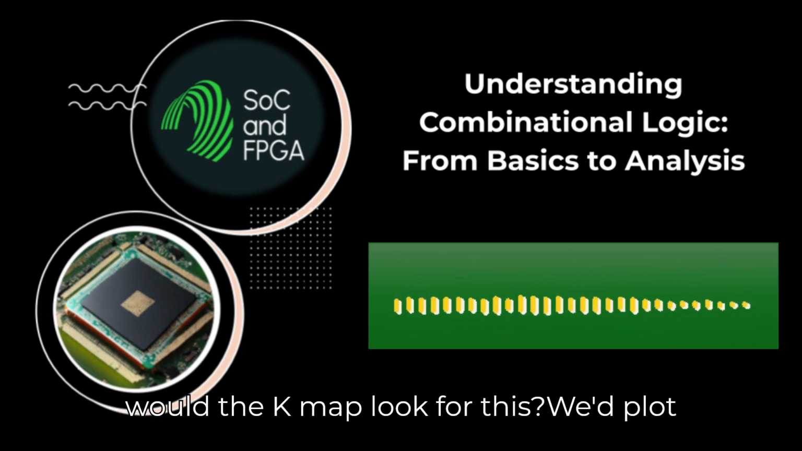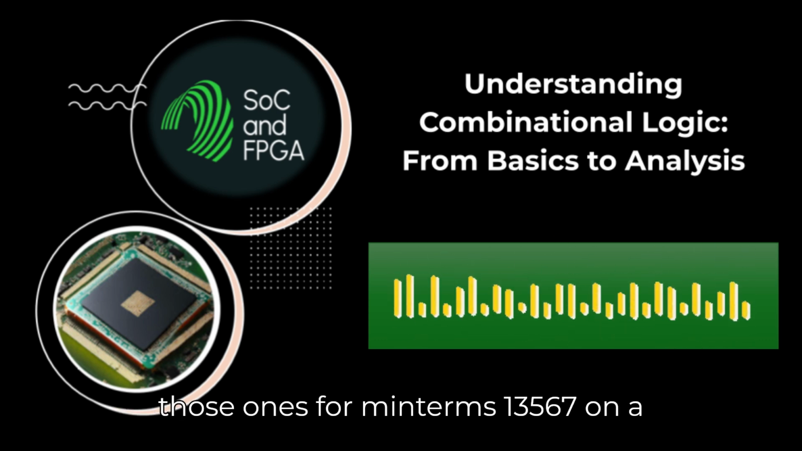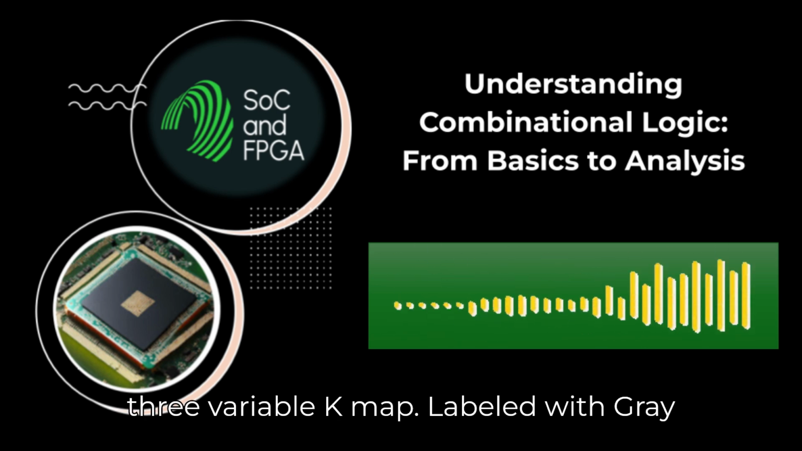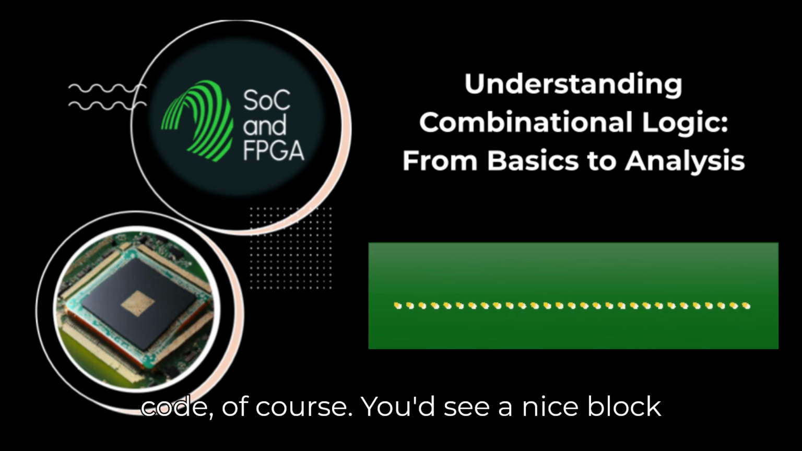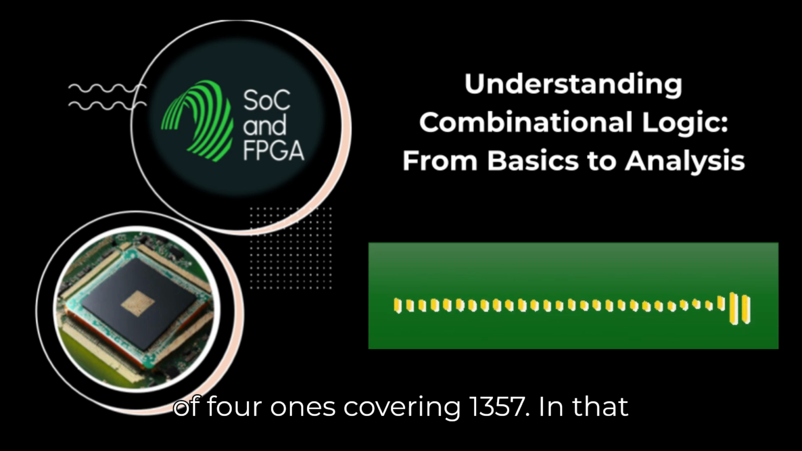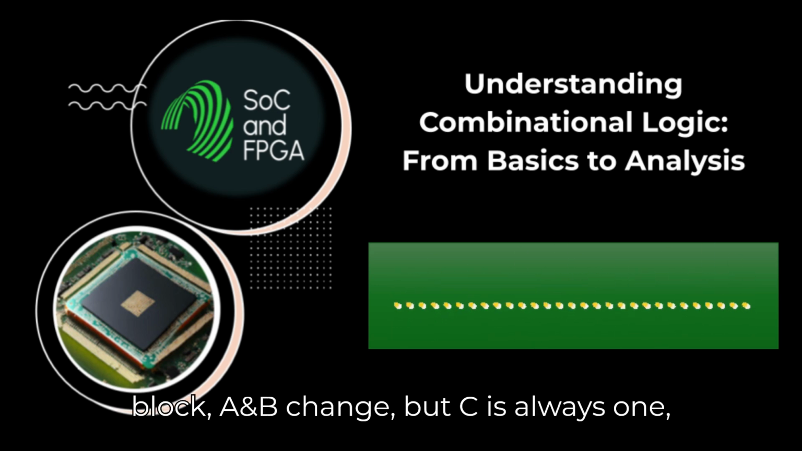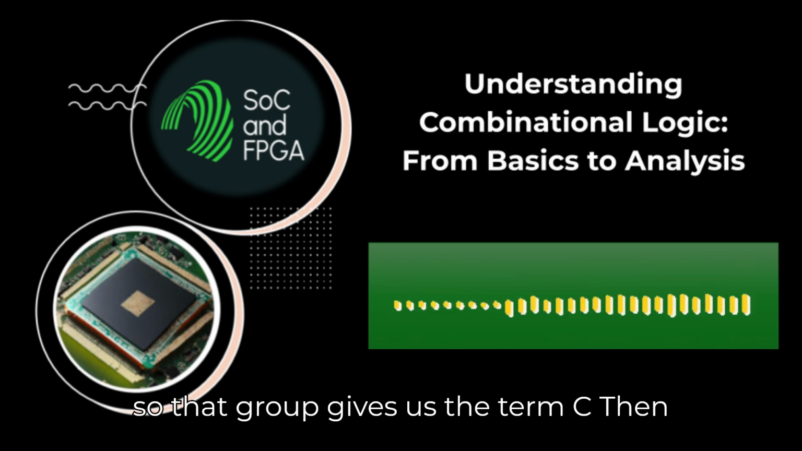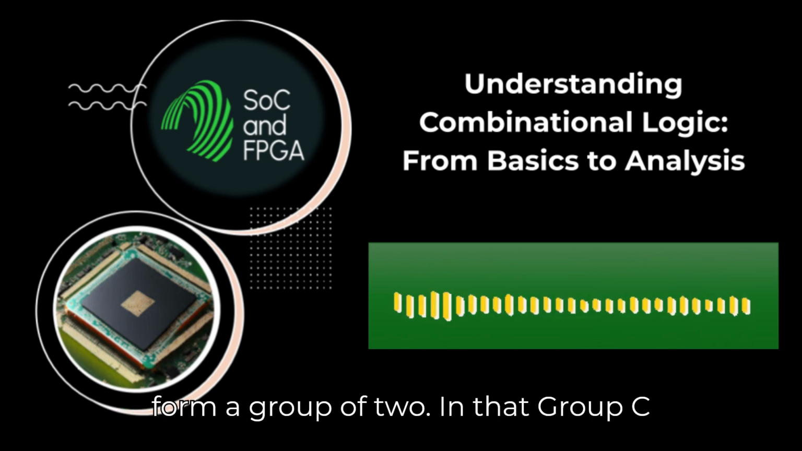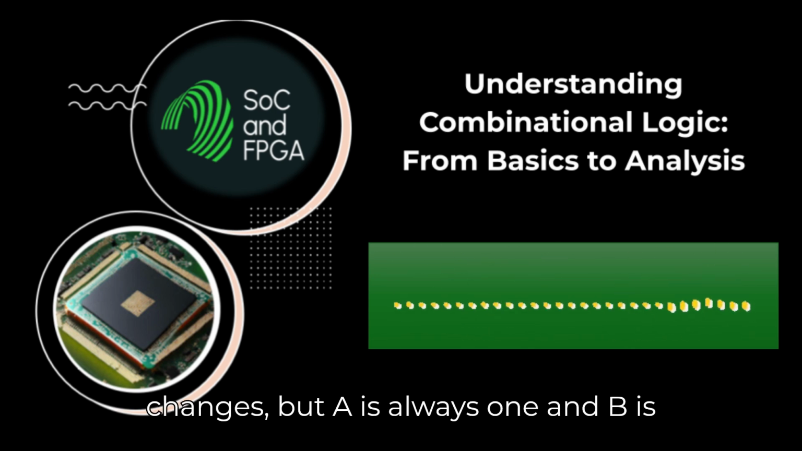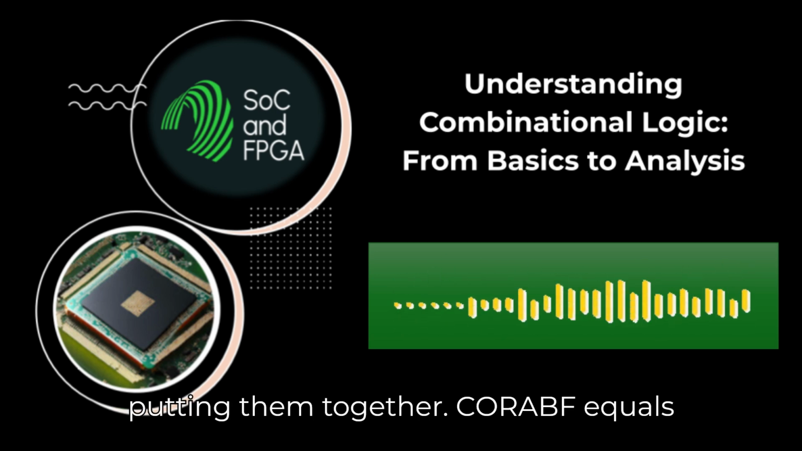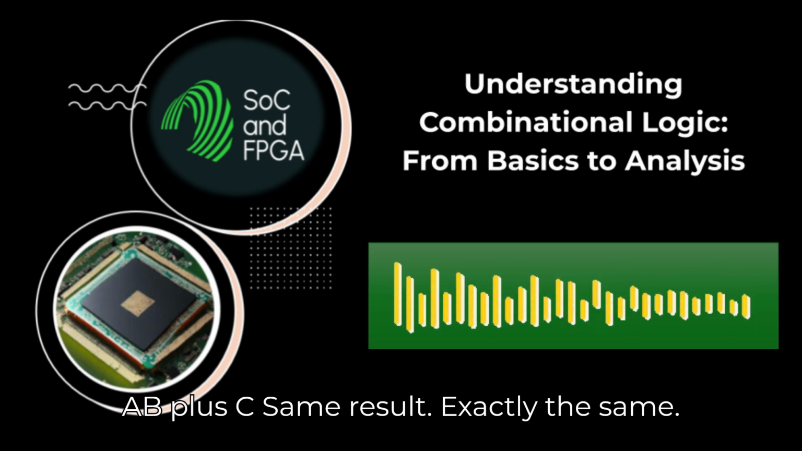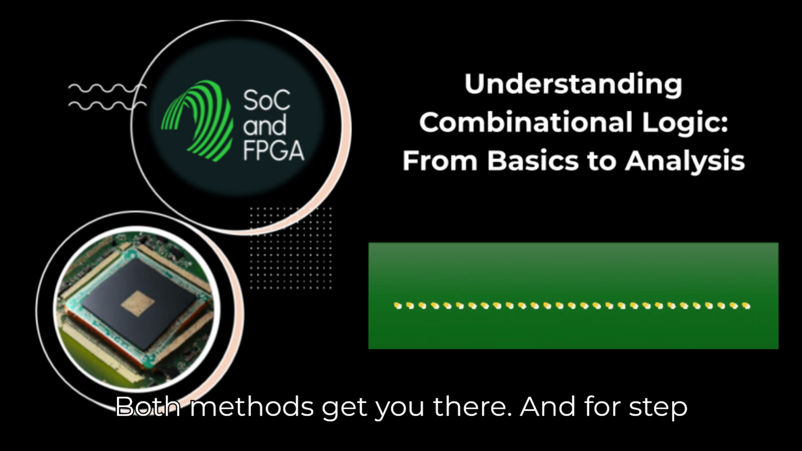How would the K-map look for this? We'd plot those ones for minterms 1, 3, 5, 6, 7 on a 3-variable K-map, labeled with Gray code, of course. Right. You'd see a nice block of 4 ones covering 1, 3, 5, 7. In that block, A and B change, but C is always 1. So that group gives us the term C. Then you've got minterms 6 and 7 left. They form a group of 2. In that group, C changes, but A is always 1 and B is always 1. So that group gives us AB. And putting them together, C OR AB, F equals AB plus C. Same result. Exactly the same. Both methods get you there.